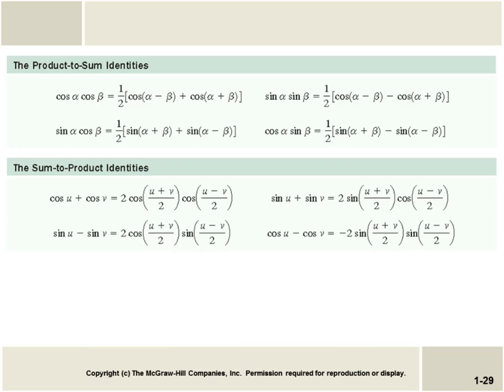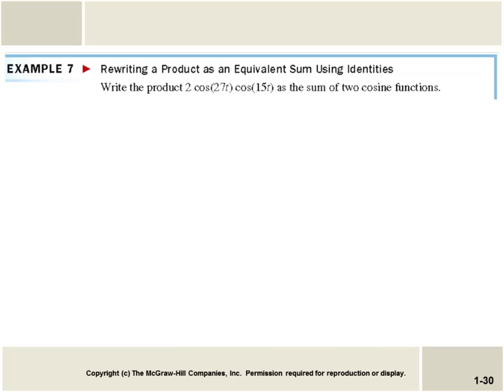All right, so now we have these other formulas. They're all on the formula sheet. You're getting all these formulas. There's nothing much to do here. So if it says write the product of 2 cosine 27t cosine 15t as the sum of 2 cosine functions, we're doing product to sum. Does that make sense? Product to sum. So we look over at our formula sheet and we go product to sum. Y'all with me?